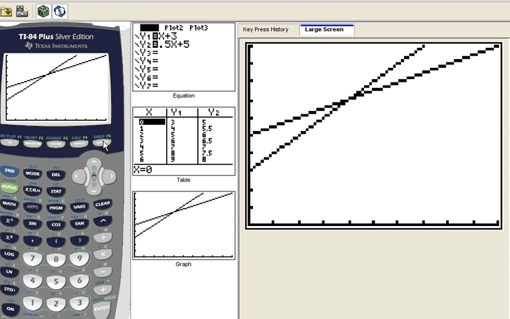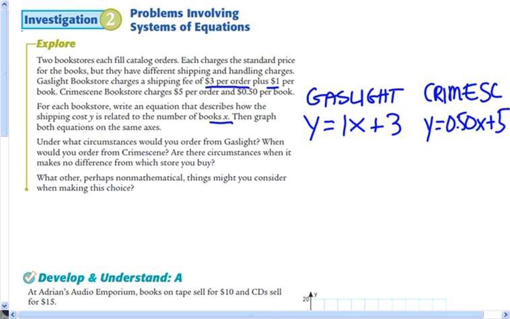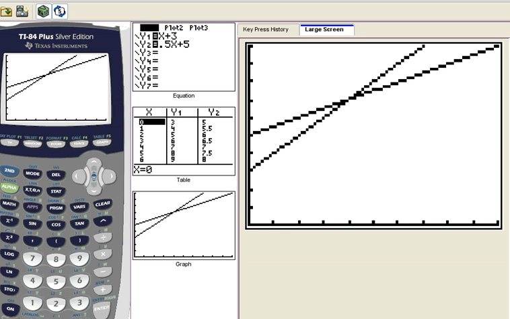All right, let's check out what we want to figure out about this. The next question says, under what circumstances would you order from Gaslight? When would you order from Crime Scene? Are there circumstances when it makes no difference from which store you buy? We're talking about cost here. Is there some cost that is going to be the same for both? And if we look closely at the graph, we can see all that.